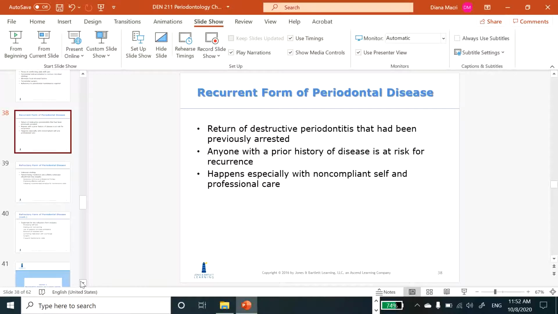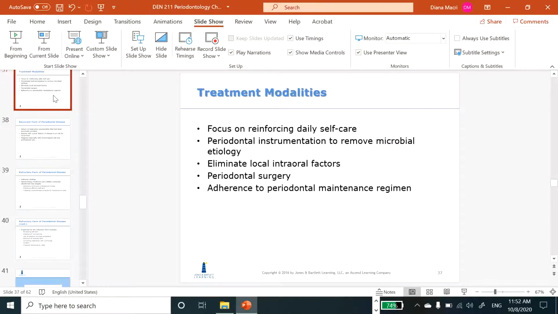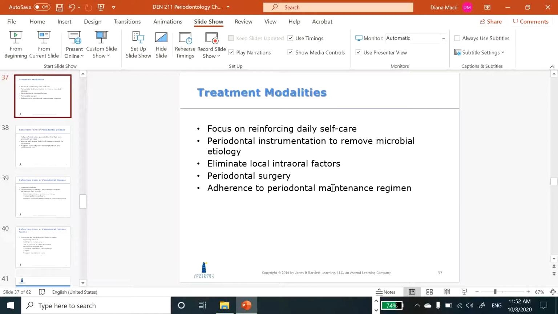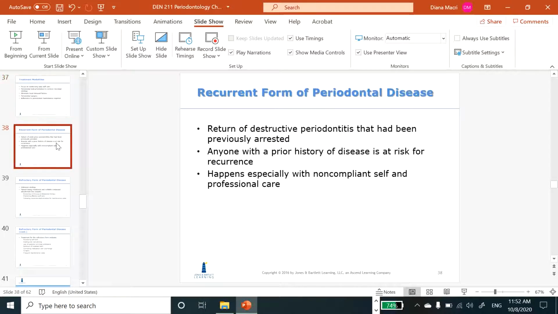Recurrent form of periodontal disease is a return of destructive periodontitis that had been previously arrested. Anyone with a prior history of disease is at risk for recurrence. So it's pretty much exactly what I just said here. They have to adhere to the perio regimen because otherwise the disease will come back. Usually it will come back.